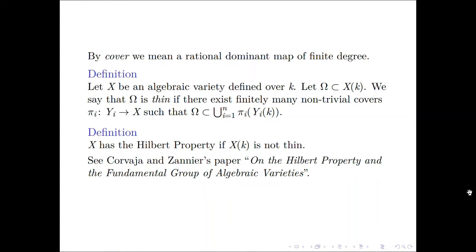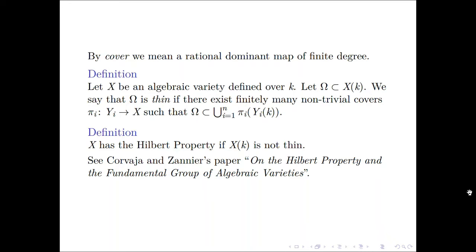I will first give some basic definitions in order to state the main results of my paper. In this context, I always work with algebraic varieties defined over a number field K. And so, all the maps between algebraic varieties are meant to be defined over K. By cover of algebraic varieties, I mean a rational dominant map of finite degree. And a non-trivial cover is a cover without any rational section.